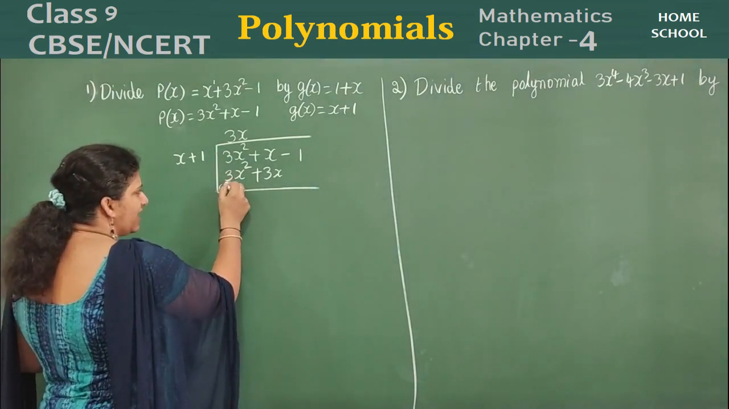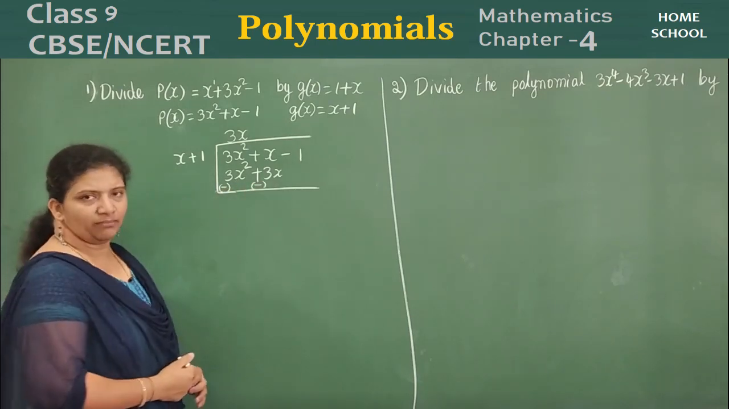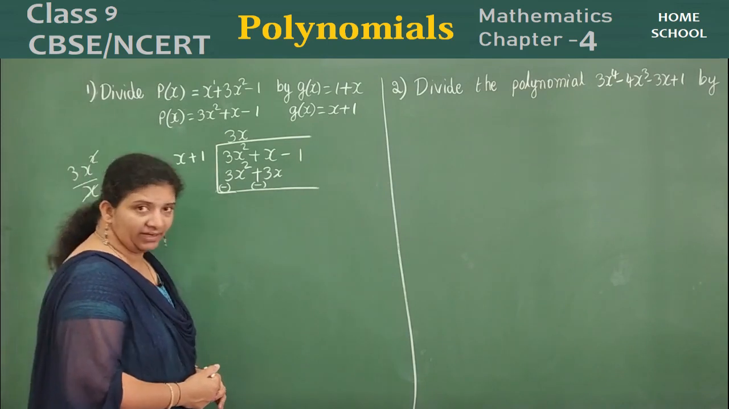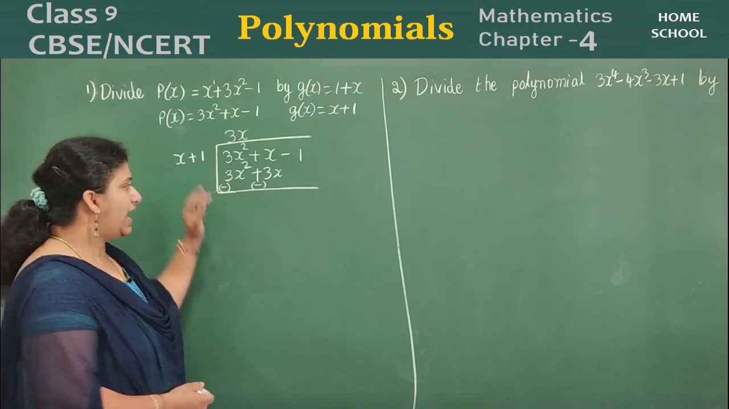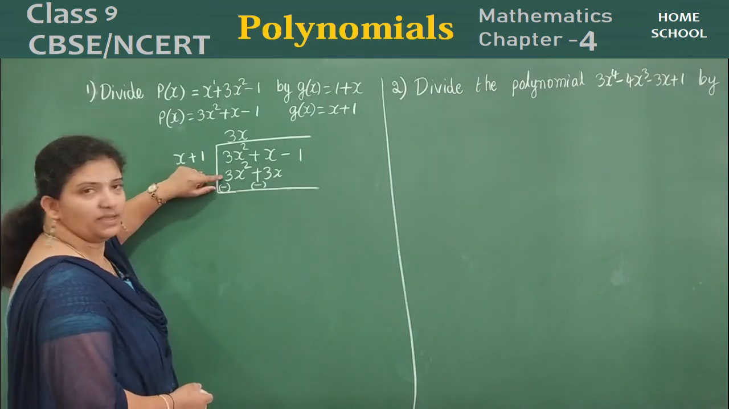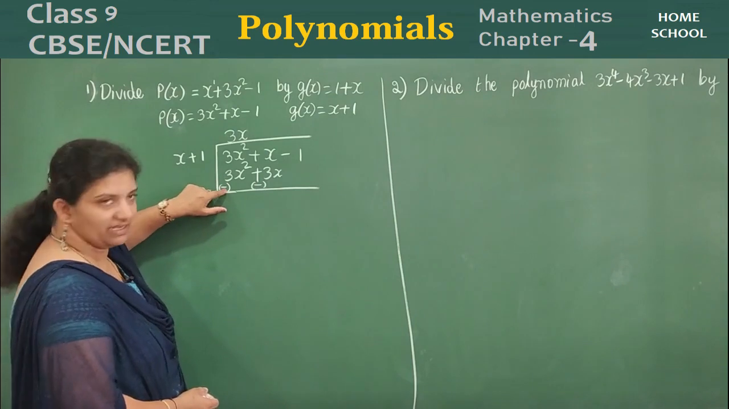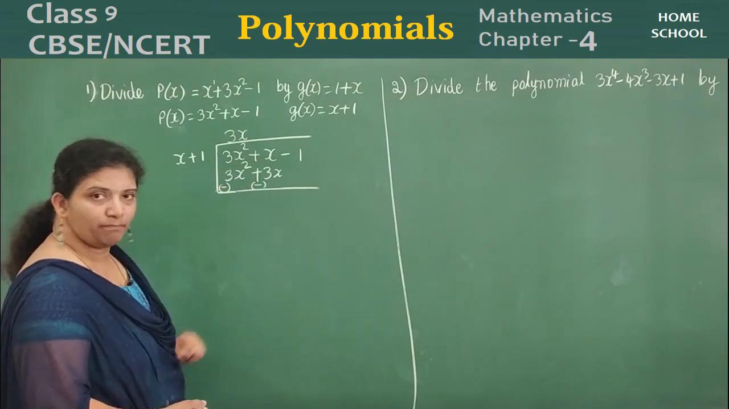Take a minus sign here and here also minus. Why I am taking minus? When I need to subtract, you should multiply with the sign, and the sign will be changed. So here you have plus, plus into minus becomes minus, and here you have plus, plus into minus it becomes minus.